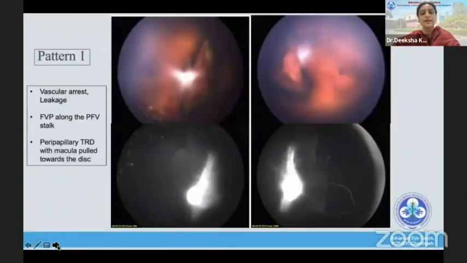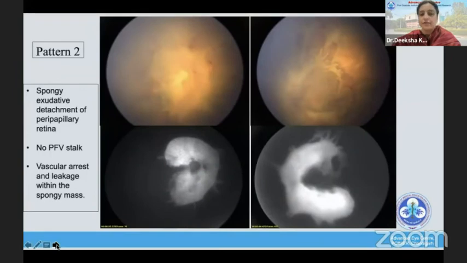These are the 3 types of patterns which we encountered. The first pattern had severe vascular arrest, as seen on this fluorescein angiogram, and there was a presence of a persistent fetal vasculature stalk. Along with that, there was a peripapillary tractional retinal detachment, with sometimes the macula also pulled over towards the disc, leading on to a posterior closed retinal fold. The second pattern did not have a persistent fetal vasculature stalk. There was a spongy exudative detachment of the peripapillary retina in a kidney bean-shaped blister-like appearance, and there was corresponding severe vascular arrest and leakage within this spongy mass.